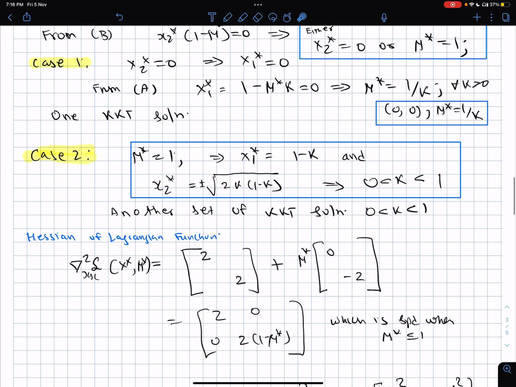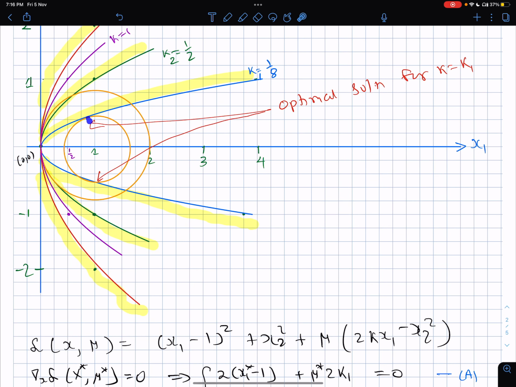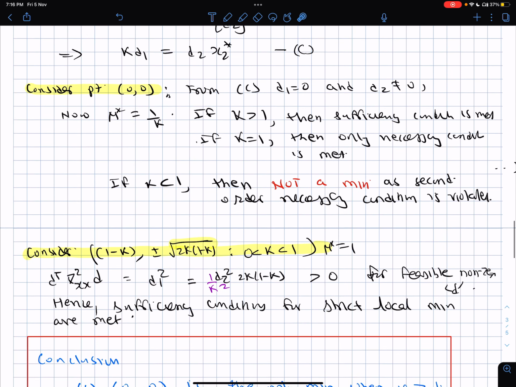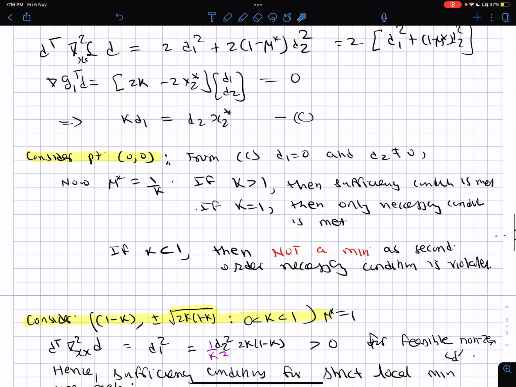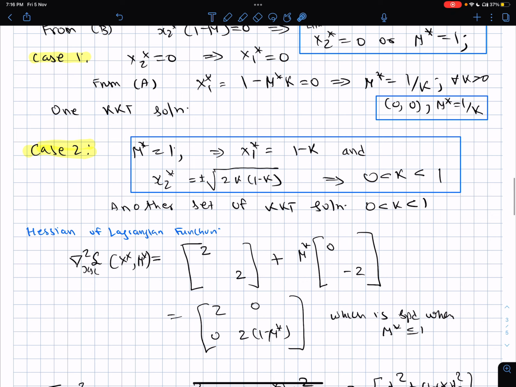Okay. So with that, when k is between 0 and 1, you get two possible solutions. Now these are those solutions. K is strictly less than 1, then these are the two possible solutions that we get for the KKT point. Okay. Now let's move forward. Where are we? So another set of KKT solution is this.